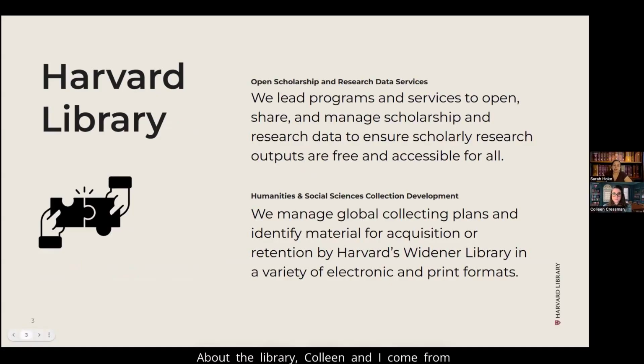About the library, Colleen and I come from two different departments at Harvard, OSRDS and HNSS Collection Development, which are described on the screen here. My unit's work has a subject-specific focus and relates to more classic collection development. As time has gone by, this has involved more open access material as publishers continue to bring OA objectives to the library for funding. Colleen is typically working with broader and bigger OA projects for the library, but these more subject-specific items will come up either in collection development and are brought to her for insight, or come across her desk and then she pulls in collection development.